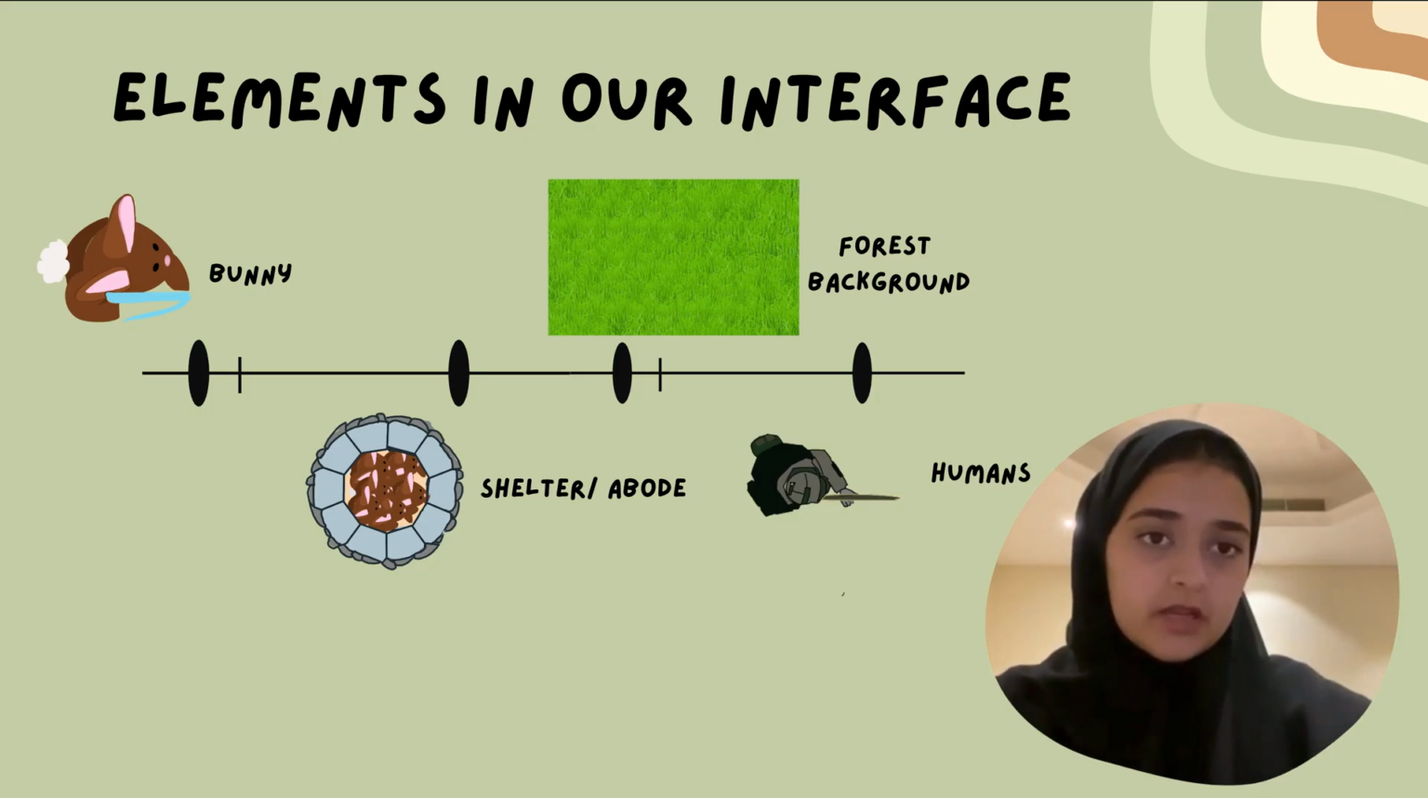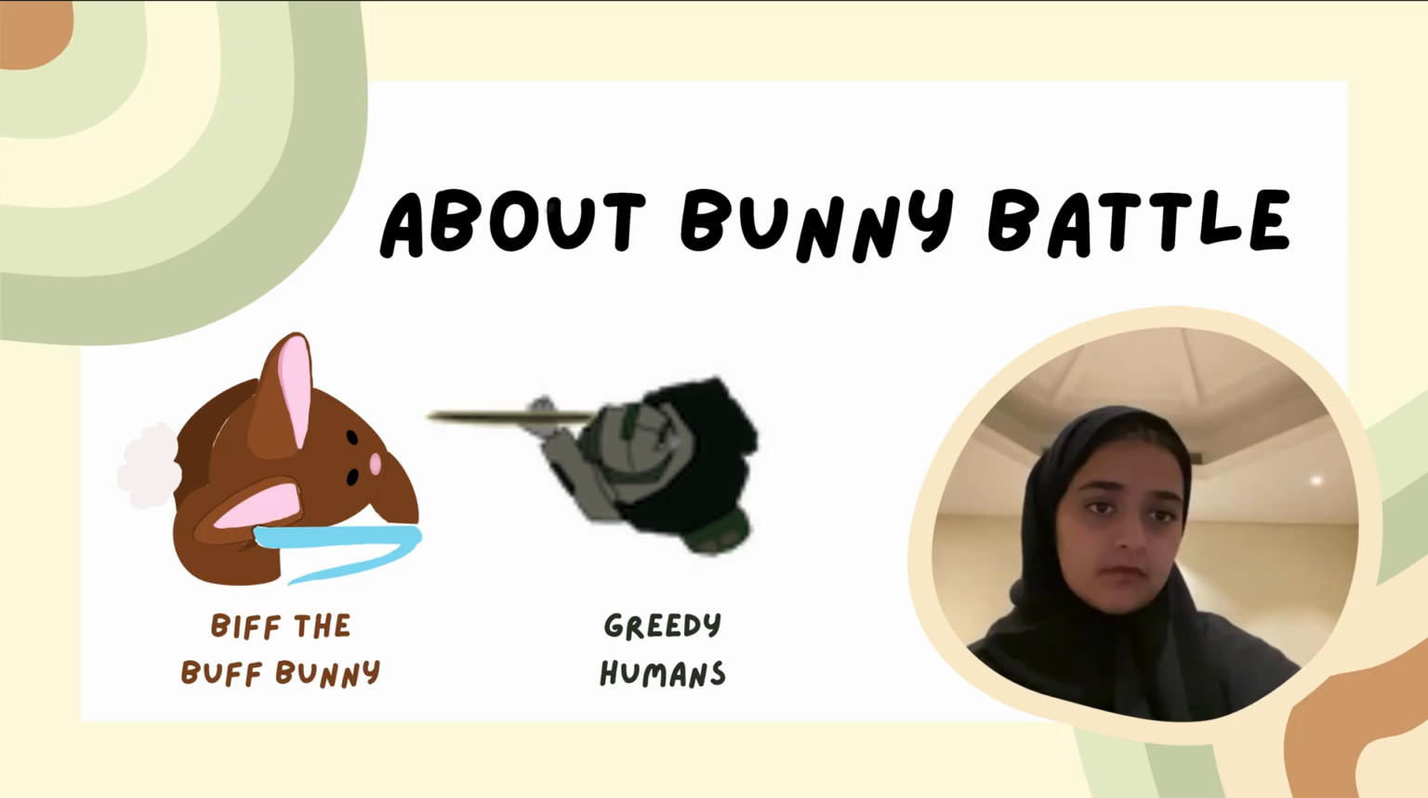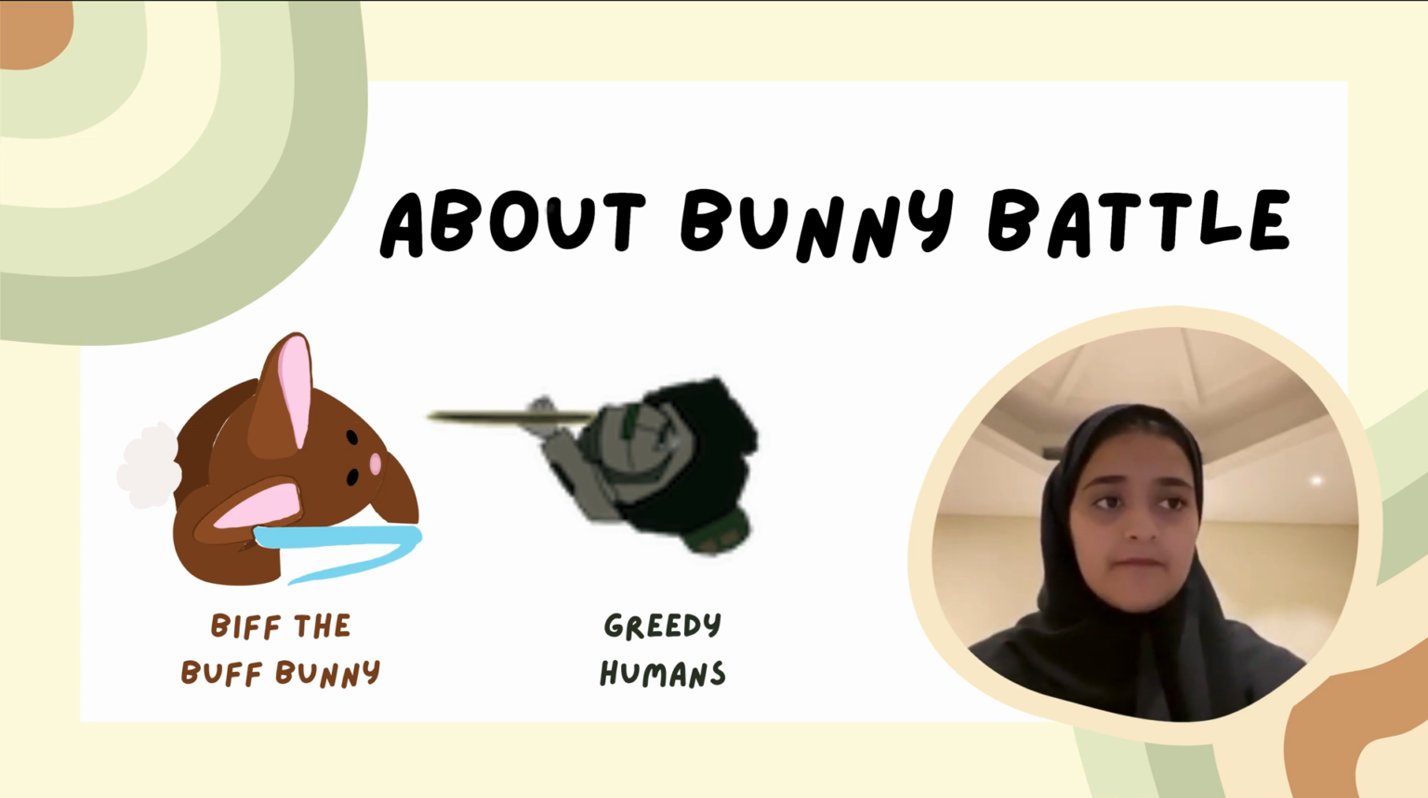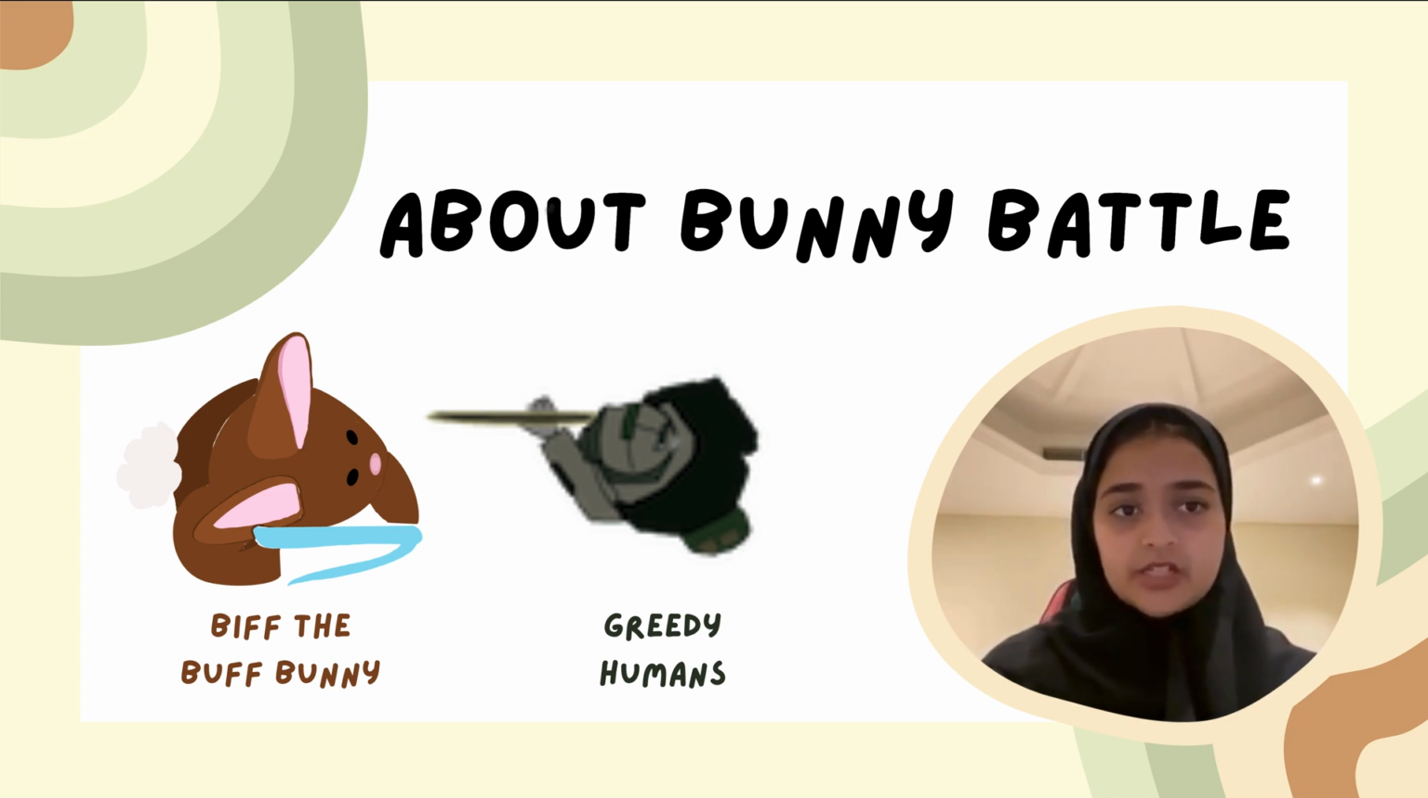The following are the elements that we have presented in our interface. From these elements are the bunny, the shelter robot, the forest background, and the humans. Our game features the fighter Biff the Buff Bunny. As you play the game, you will help him protect his children and a boat from the greedy humans that are trying to destroy animals and their shelter.